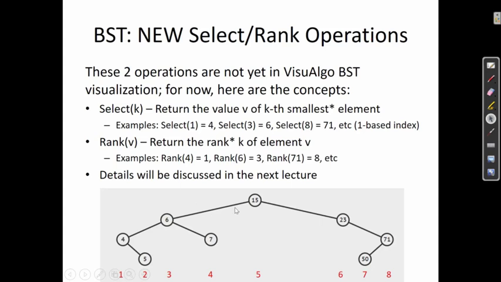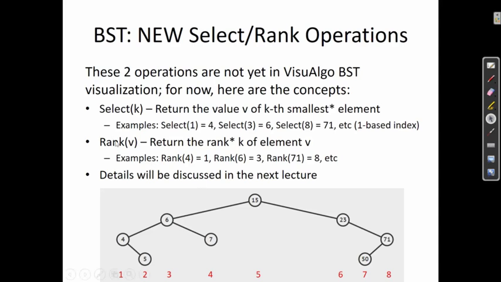The opposite is called the rank. I want to find the rank of an element with the value v. Rank means give me its position inside the ordering. So it will return the rank k. What I mean is this: for a value v, a particular element, if it is the k-th smallest element, then you can say that k is the rank of that element.